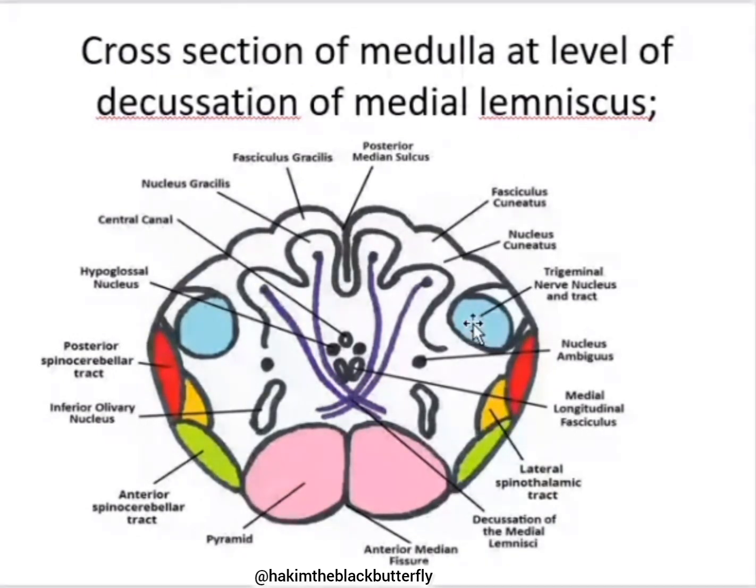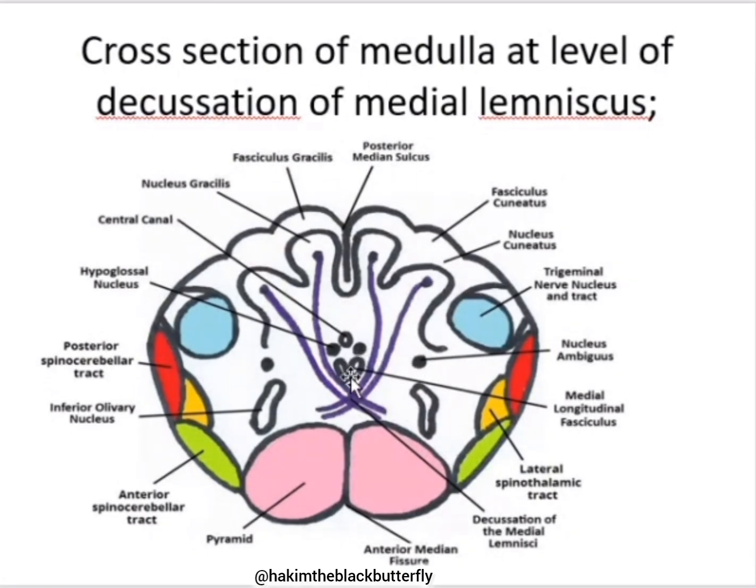We're also going to see the inferior olivary nucleus. This contributes to the olive. And we saw that the inferior olivary nucleus is where climbing fibers originate from before they enter the cerebellum. That is the inferior olivary nucleus. Then we are going to see the nucleus ambiguus, which is part of the vagus nerve nuclei.